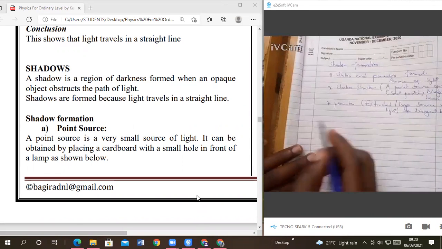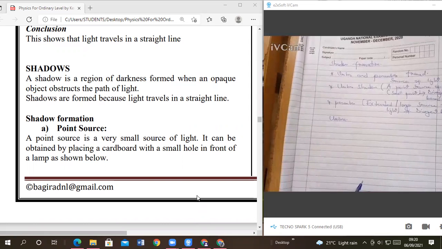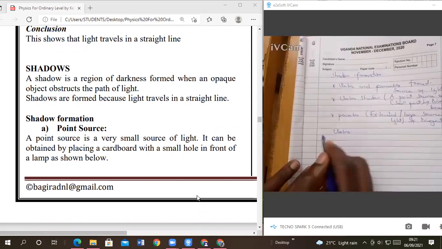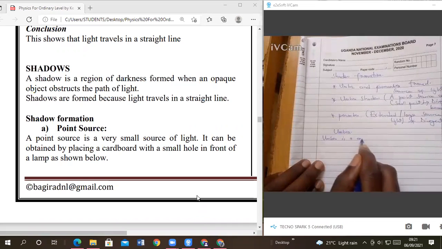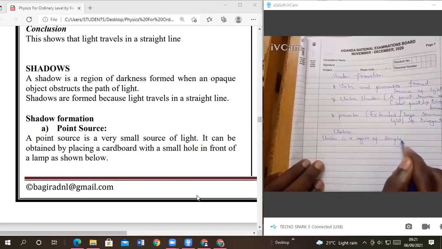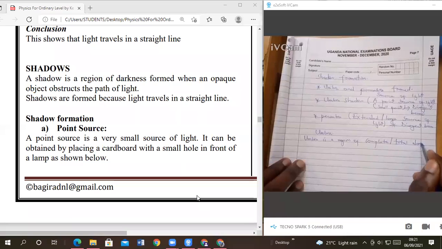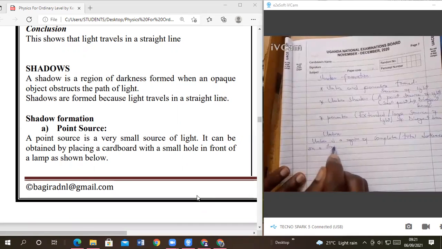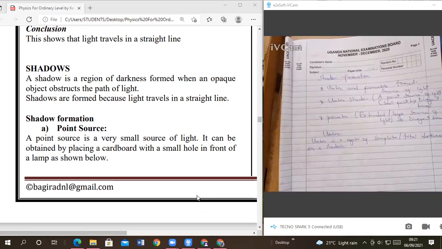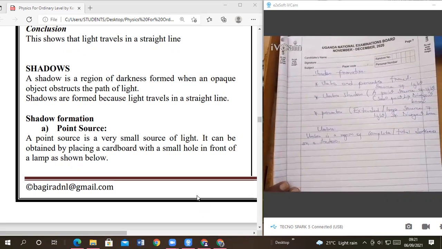Now let's look at umbra, how it is formed. Let's define it. Umbra is a region of complete or total darkness on a shadow. So that is what we call umbra. Full stop.